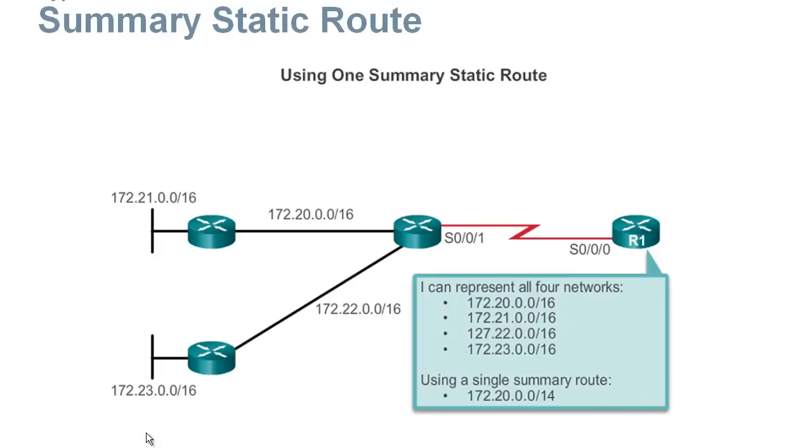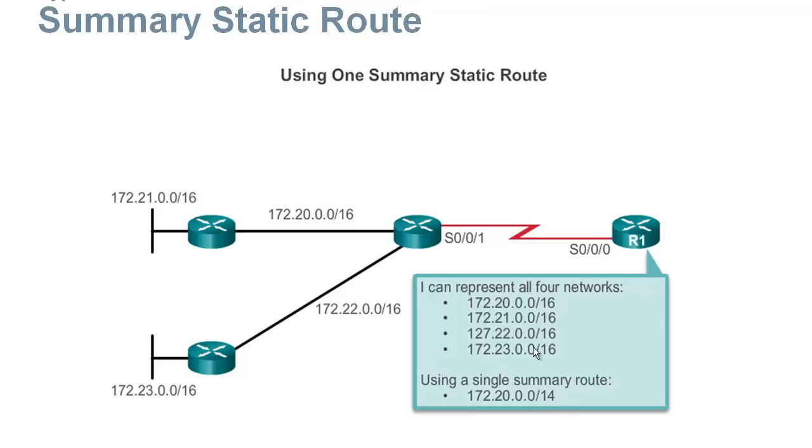All right, this is a summary static route. Now, basically, from R1's perspective, it doesn't matter whether he's sending to any one of these four other networks. If he's going to send to any of those, he has to send to this router here. So I could either have four routes in my routing table, or I could have one single route.